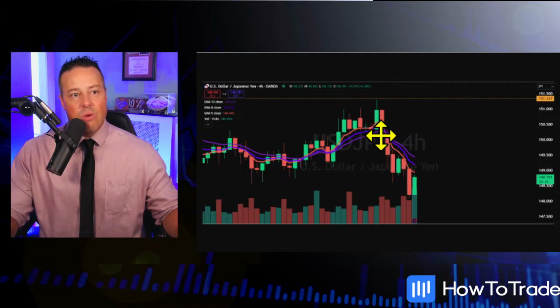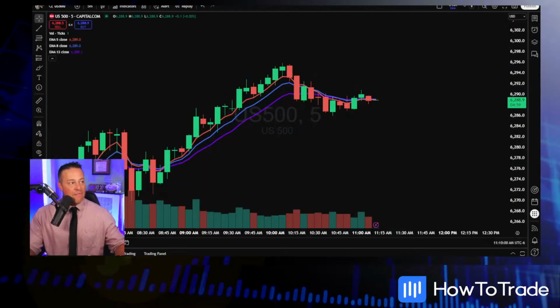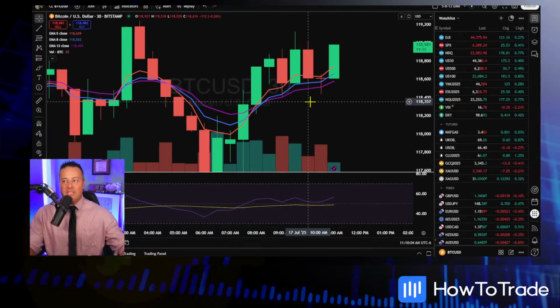The price closes beneath all 3 EMAs, and then you get on that downward trajectory. All right, let's go ahead and place a couple of trades and see if we can't find one. All right, so we've got our 5, 8, 13 lined up. Let's go ahead and back up and take a look at Bitcoin here.